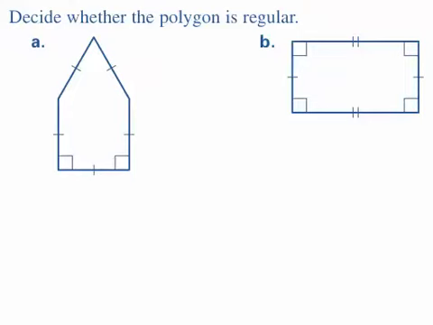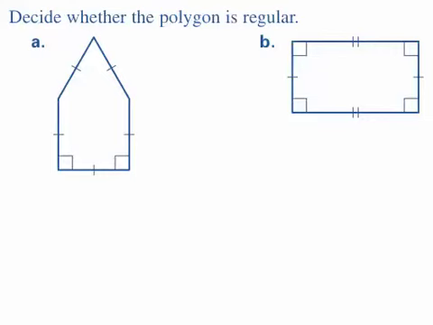This example says, decide whether the polygon is regular. If you first look at A, notice it's a pentagon and all 5 of the sides are congruent because they all have the 1 tick mark. So we can say that it is equilateral.